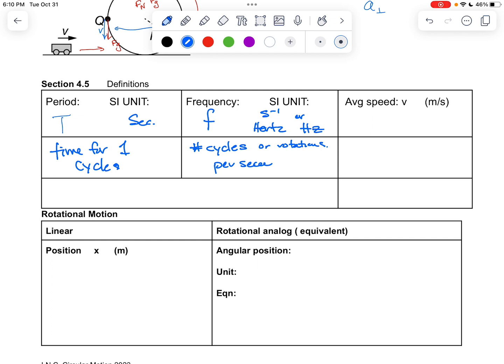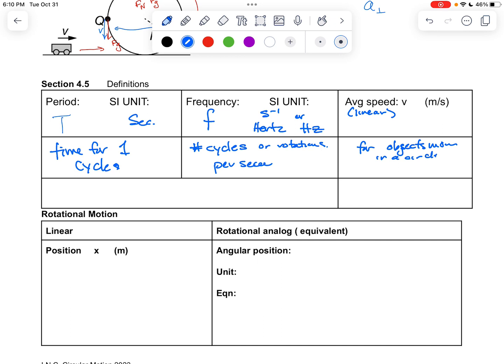And then average speed, and we're talking about linear speed here. We're going to talk about rotational speed in a minute. That is basically the change in position over change in time. So this is, again, for objects moving in a circle.